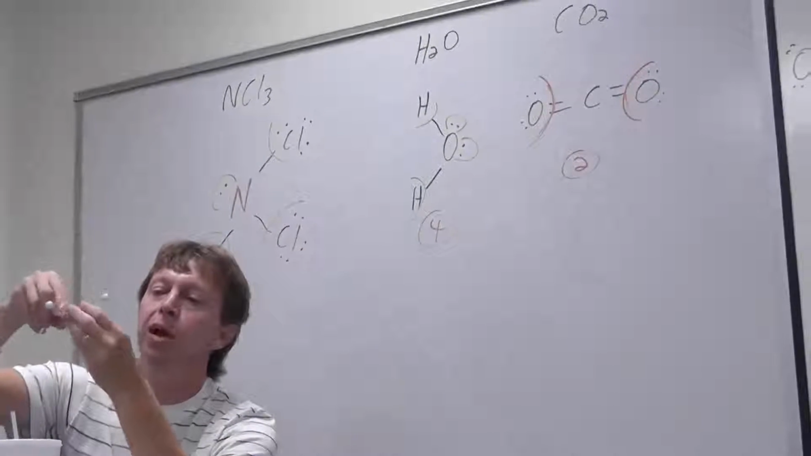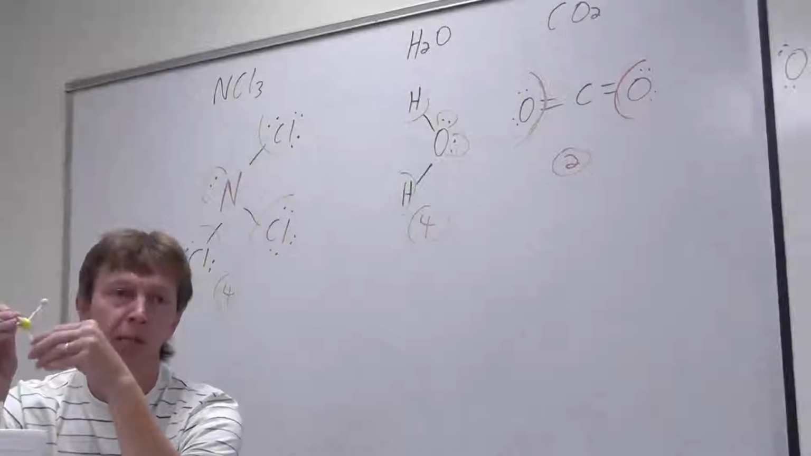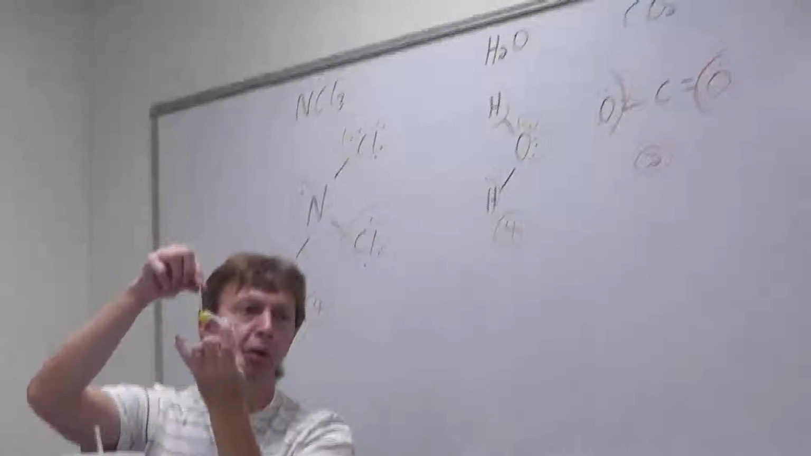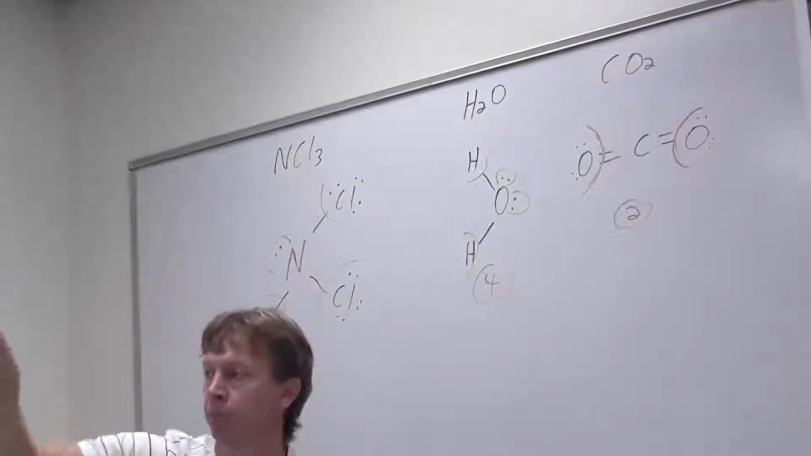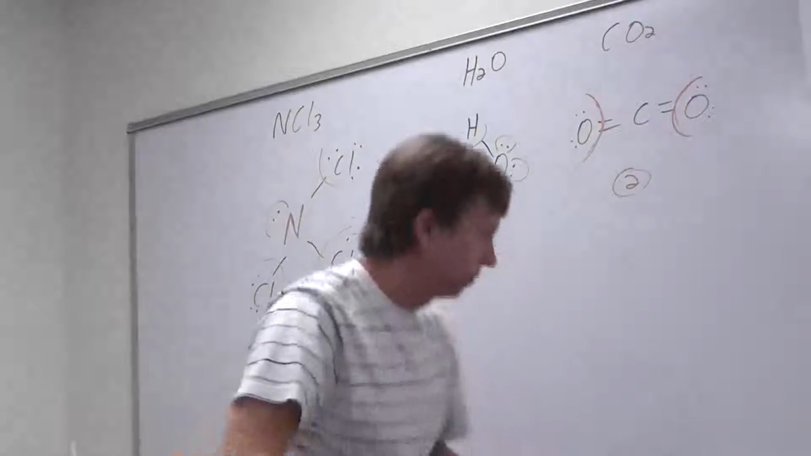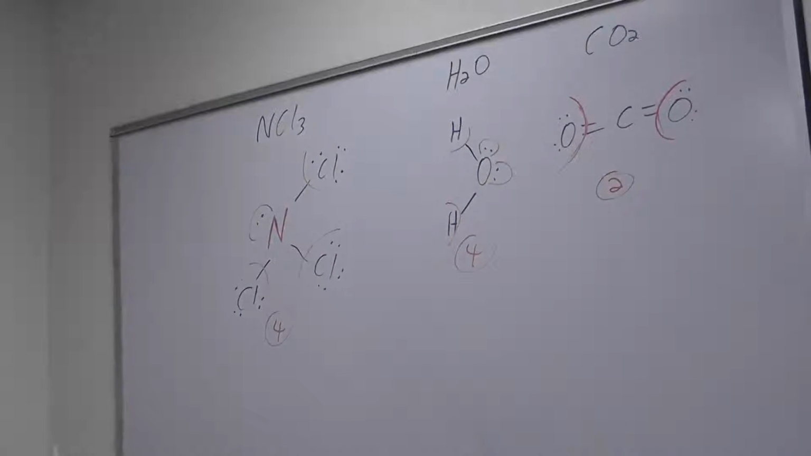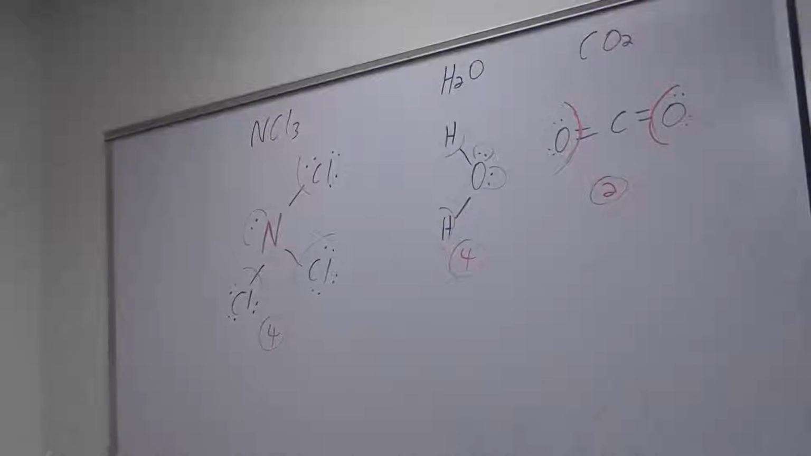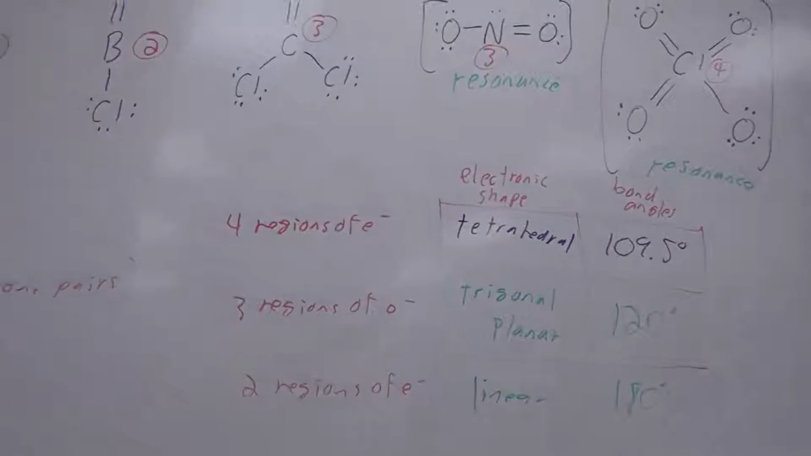The problem is when you have this other one that looked kind of square-ish, you were trying to keep them all in the same plane. 4 regions is the first time that it puffs up 3-dimensionally. I'm going to pass a model around for this as well. Electronic shape for this is called tetrahedral. And the bond angles are 109.5 degrees. Not 90.